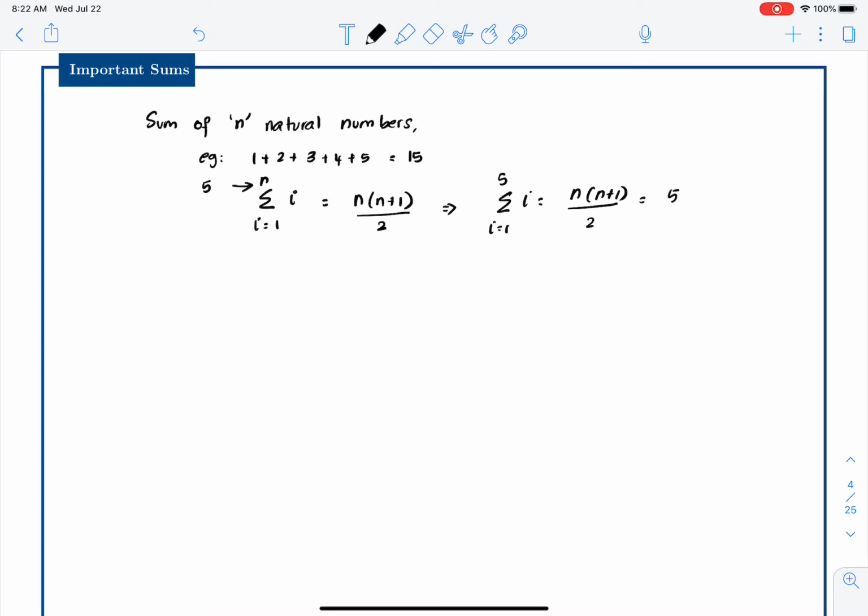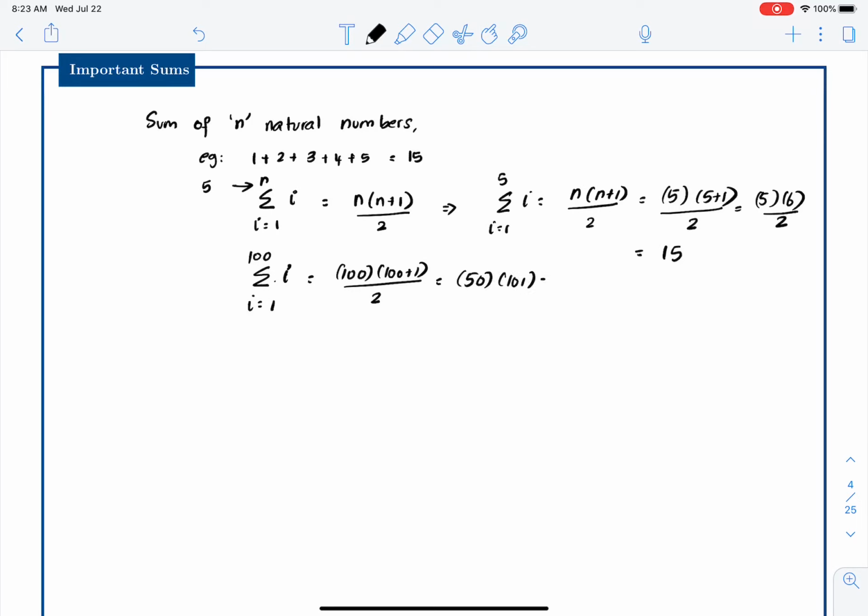Which is 5 times 5 plus 1 divided by 2, which is 5 times 6 divided by 2. You get 15. So as another example, suppose I want to sum 1 to 100, you don't have to sit and add everything. All I have to do is 100 times 100 plus 1 divided by 2, which is 50 times 101, which would give us 5,050.